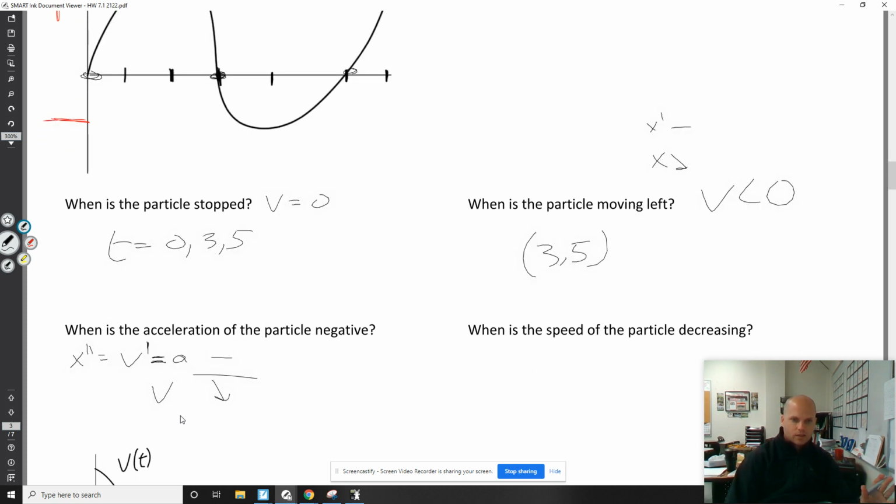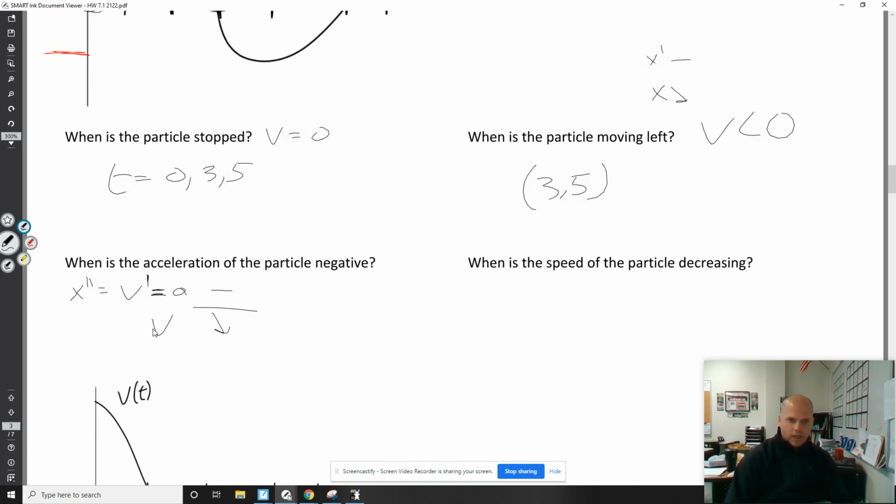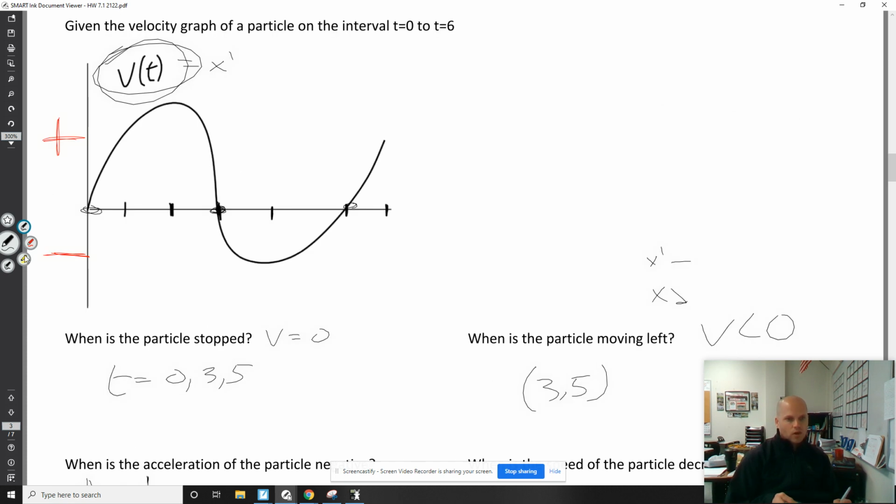I like this way now more than I used to. What do I have? I have the graph of v. Look at when v is going down, or when its slopes are negative. V is going down right there. There's that 2 to 4.